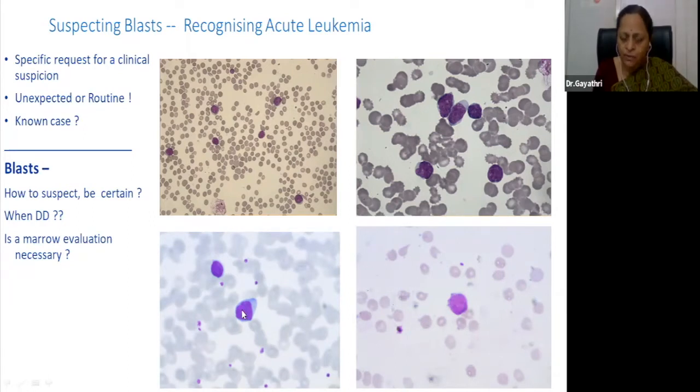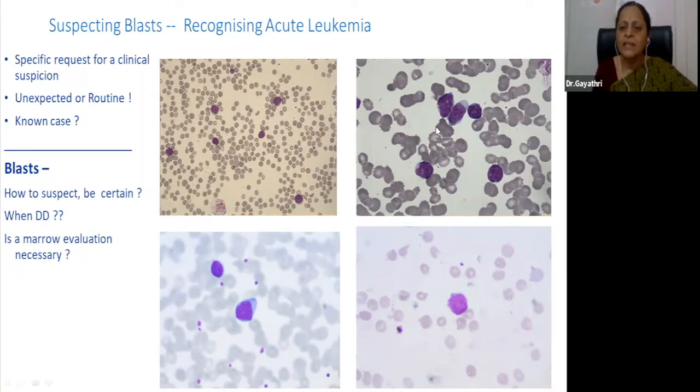Look at this transformed lymphocyte from the previous image and look at this. The nuclear characteristics are very different. So even if there is no cell for comparison, you can make out that this cell is a blast. Whether it is a lymphoblast or myeloid blast is not your concern now. You identify a cell as a blast, and that is important. When will you be required to suspect or recognize a blast? Sometimes it is unsuspected.